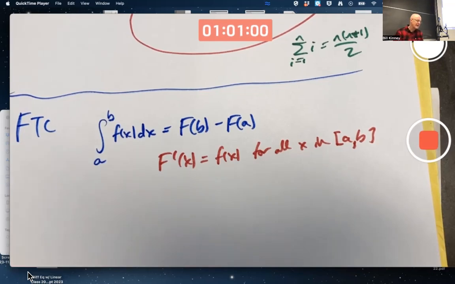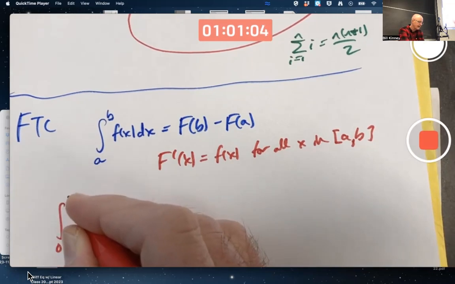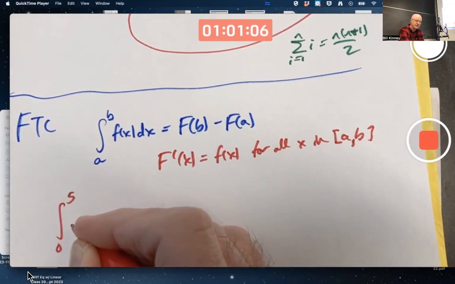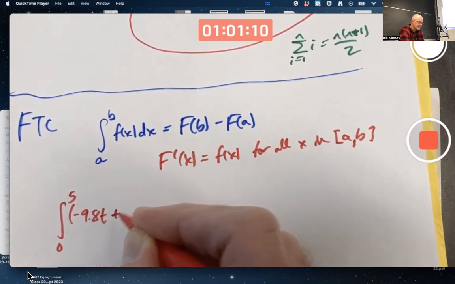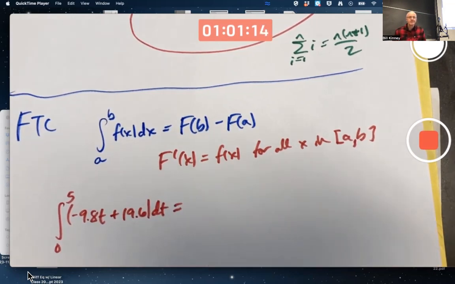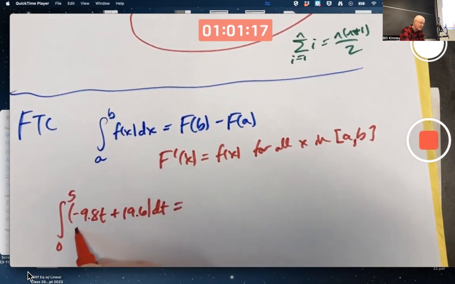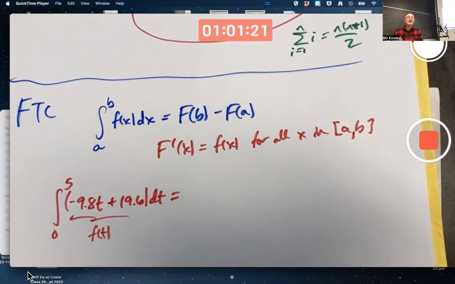So in the present case, when I'm integrating f of t from 0 to 5, f of t being negative 9.8 t plus 19.6, to apply this theorem, there's my f of t. I need a capital F of t. I need to figure out an indefinite integral of little f of t.